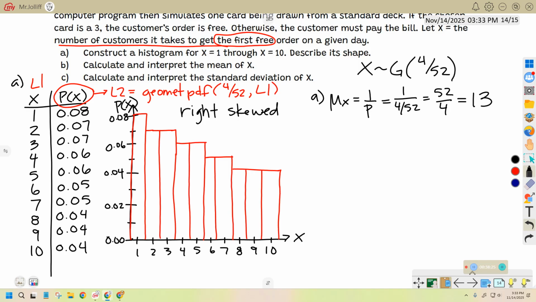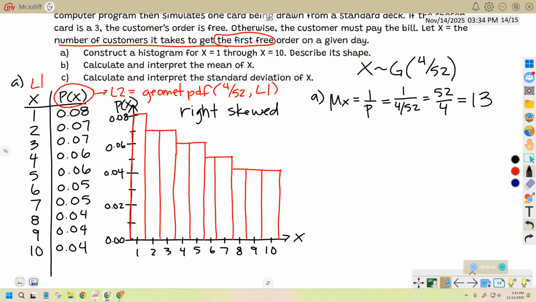Magic just happened. The mean is the reciprocal of the probability of success. Take the probability of success fraction and flip it upside down. Probability of success was 4 out of 52. Mean is 52 out of 4, which is 13 on your calculator.